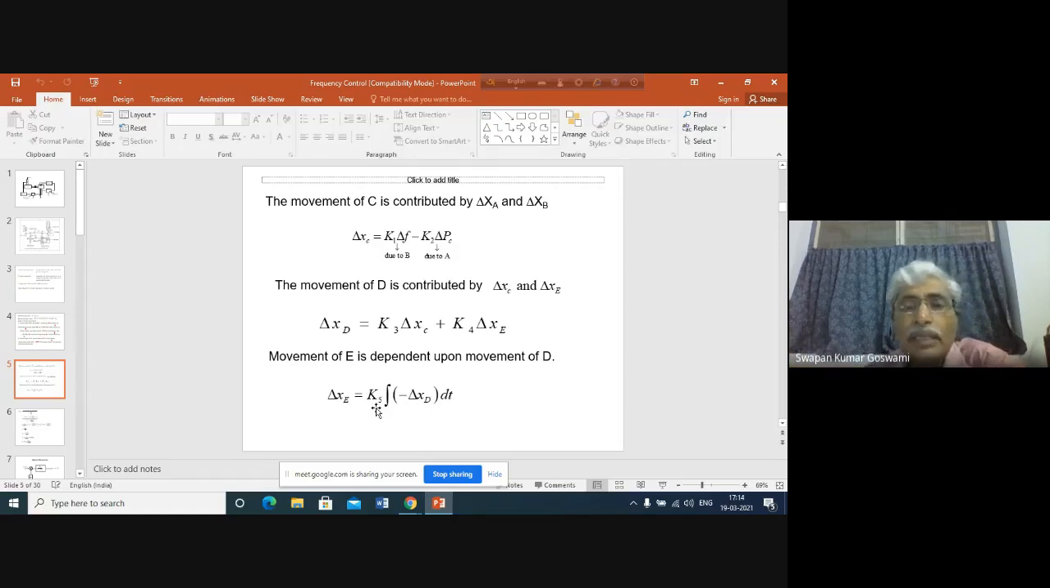And integration is because we are interested in the volume of oil transfer. Volume of oil movement is important here. The negative sign is coming because for a positive movement of E, a negative movement of D is needed. So is the logic behind writing this relation clear to you or not?